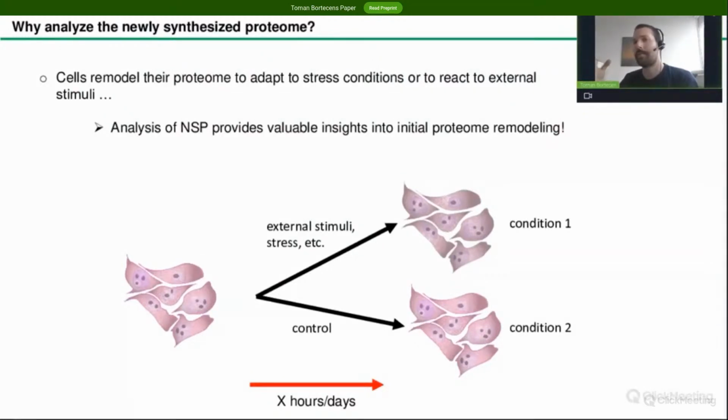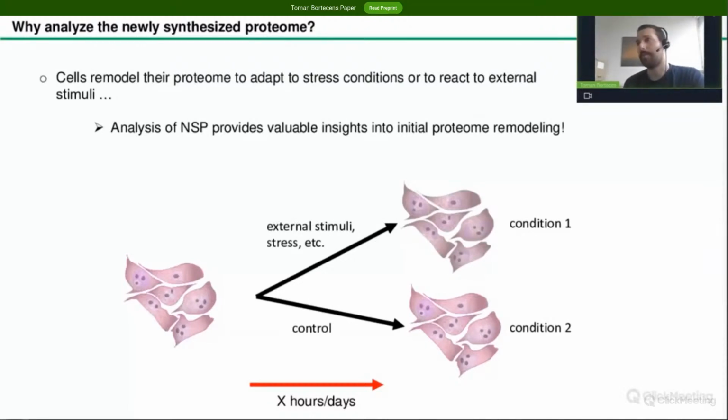The first one is, of course, why should you be interested in analyzing the newly synthesized proteome or protein synthesis in general? In many basic research questions, we work, for example, with cultured cells. And if we treat these cells with external stimuli or drug treatments, etc., or they experience stress, they will try to adapt to these changing conditions by essentially remodeling their proteome. And through the remodeled proteome, they eventually obtain a different phenotype, which is adapted to the changed conditions.